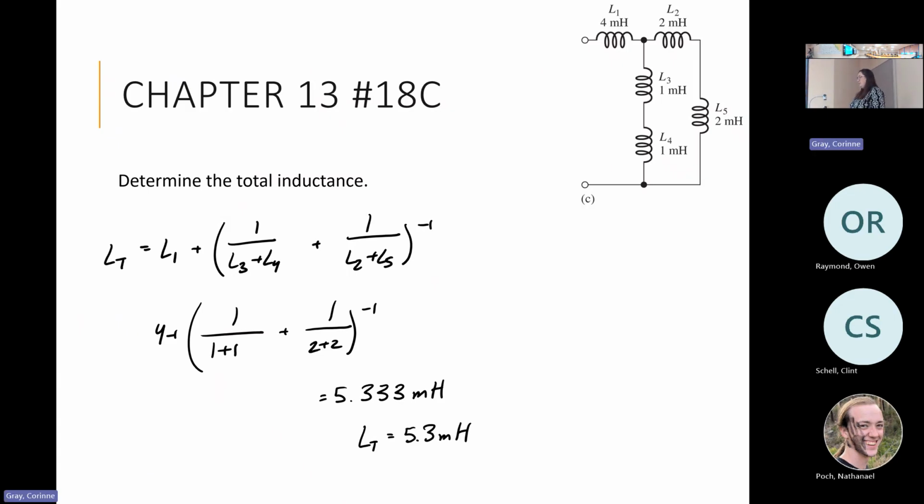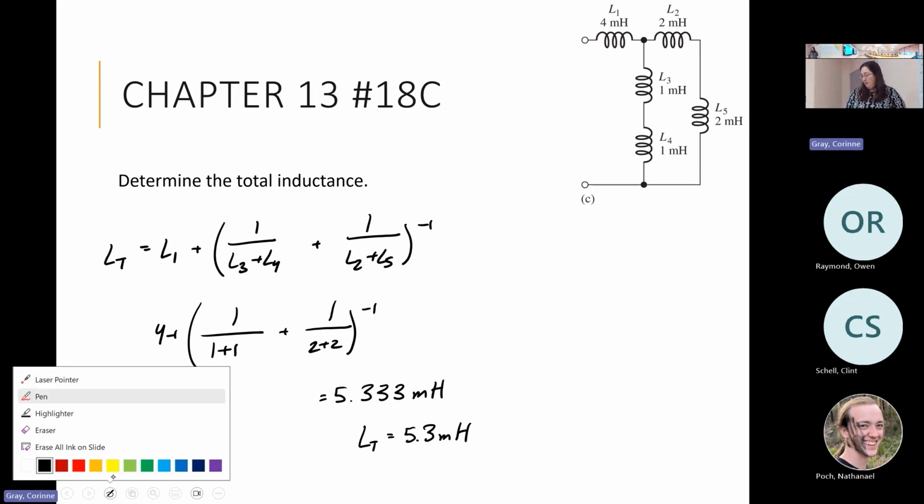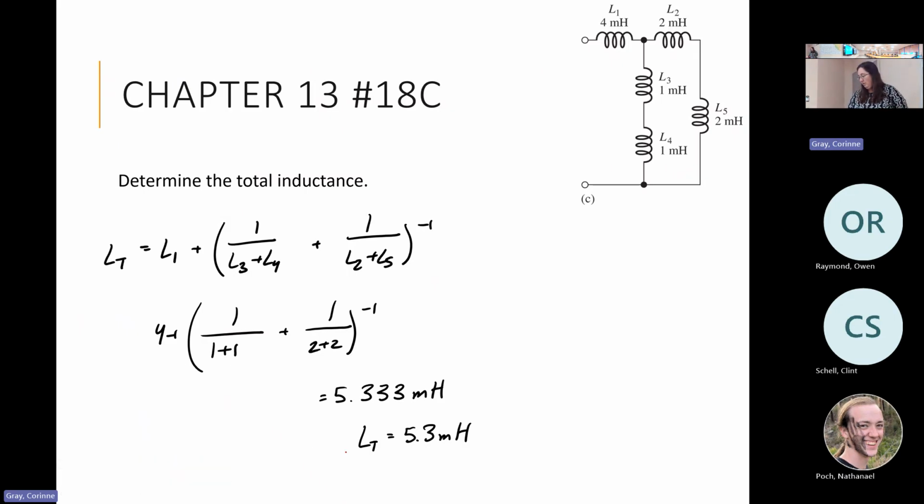Any questions about inductors in series and or parallel? So next week we will start combining it with the resistor, and we'll talk about them in DC and AC circuits.